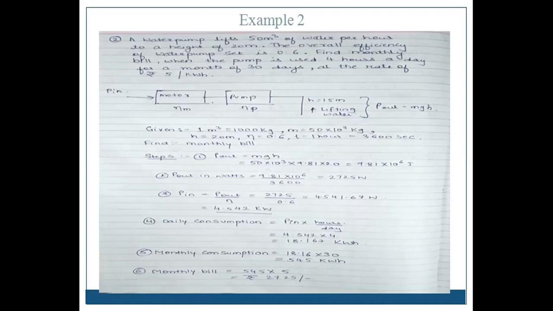See the question, you come to know what you have to do next. They have given us, find the monthly bill when the pump is used 4 hours a day, so I have to multiply that by 4, yes or no? So I get total utilization for one day. Once I get total utilization for one day, I multiply it by 30, so I get monthly consumption, and then I multiply it by cost per unit, and then I get the monthly bill.